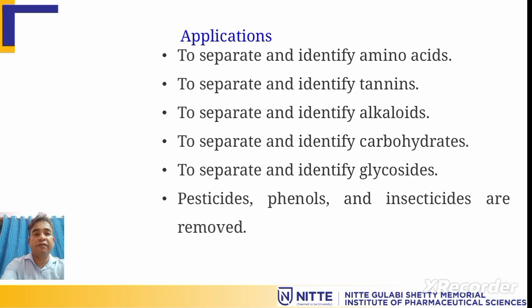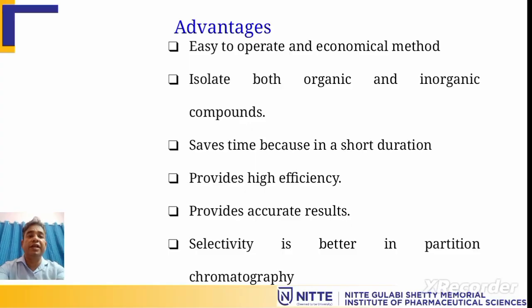Paper chromatography has a vast application, right? It is used to separate and identify amino acids, tannins, and alkaloids. Sometimes it also has importance in carbohydrates, along with glycosides, peptides, phenols, and insecticides. So these are the applications of paper chromatography.